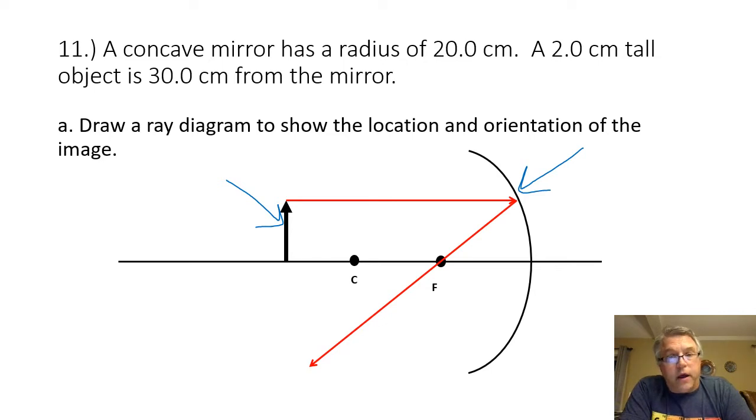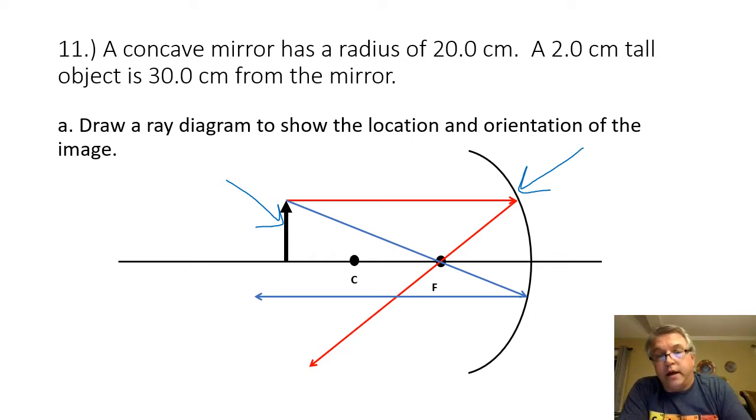My second incident ray is now going through the focal point. And when that happens, the reflected ray that comes off of that incident ray is going to be reflected parallel with the principal axis. We see on this blue ray, and I just have them color-coded so we can differentiate between them, that my incident ray is going from the tip of the arrow through the focal point, and then when it reflects off the mirror, it's going to be parallel with the principal axis.